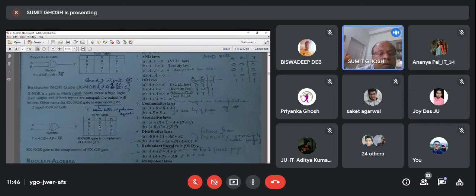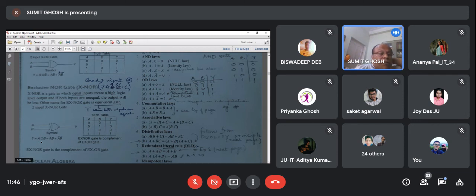Unequal means A is 0, B is 1, or A is 1, B is 0. Then the output is 0. Otherwise, it is 1. The symbol is just the exclusive OR gate followed by a bubble. Clear? Because if you see, this is 0 and corresponding to this is 1, this is 1, this is 0, this is 1, this is 0, this is 0, this is 1. It is just a complement of the exclusive OR gate. So there is a bubble at the end.